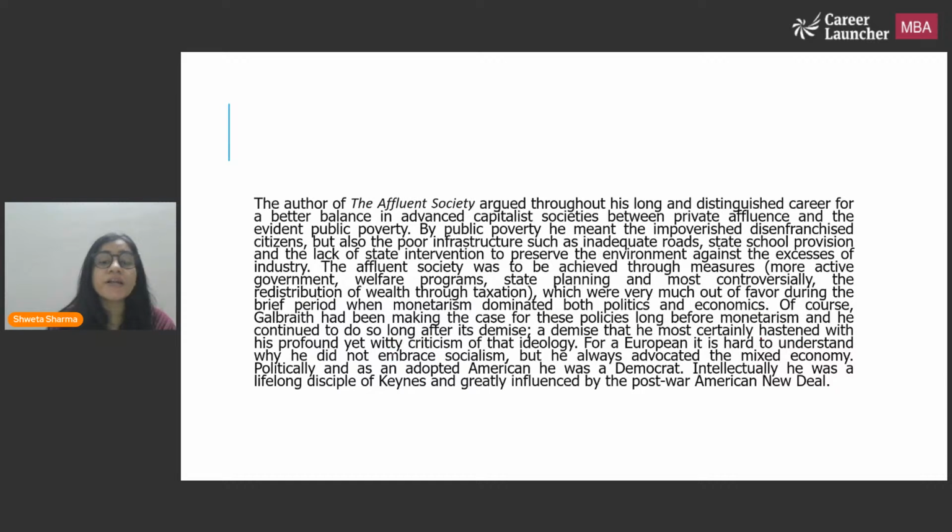With his profound yet witty criticism of that ideology. So he did not like this ideology of having an affluent society, though the entire public was facing poverty. For a European, it is hard to understand why he did not embrace socialism, but he always advocated the mixed economy. Politically, and as an adopted American, he was a Democrat. Intellectually, he was a lifelong disciple of Keynes and greatly influenced by the post-war American New Deal.